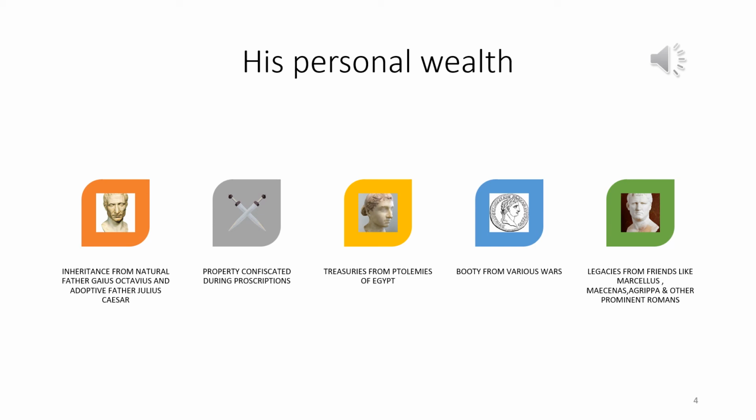So that's where he gets his personal wealth from: his inheritance from his father, Gaius Octavius, adopted father Julius Caesar, property confiscated during the proscriptions, money from Egypt, the treasuries of Egypt brought him gold, brought him grain, booty from various wars, money from various wars that he's taken off people that he's conquered, and legacies from his friends like Marcellus, Maecenas, etc. These are not mentioned specifically in the Res Gestae, but this is where he is getting his personal wealth from, to say that he's giving it away to the Roman people.